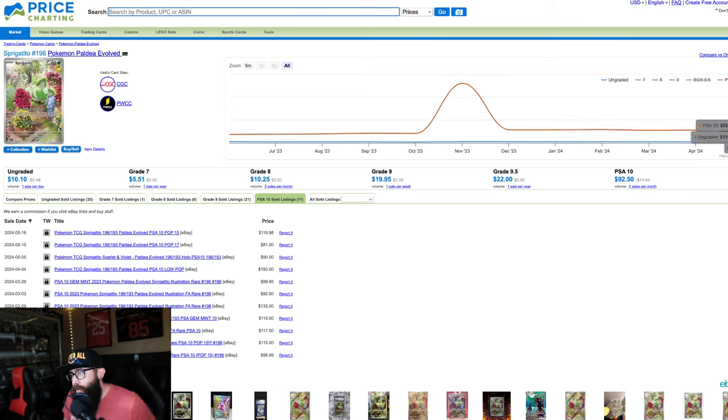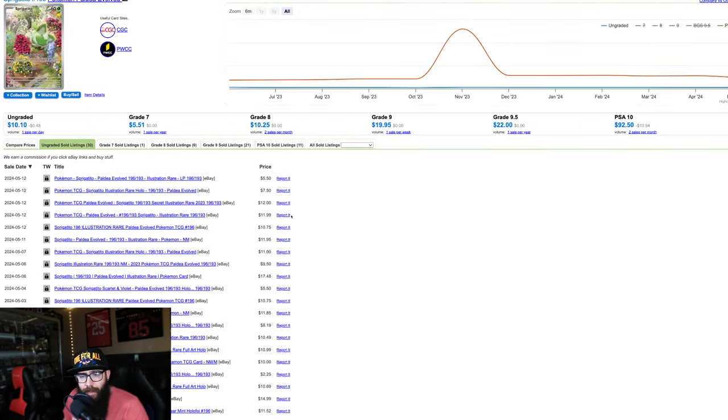Same thing on the Sprigatito. The Sprigatito is the main character's starter, so Sprigatito is very prominent in the show. And same thing with why there's this price discrepancy here that you guys can see. I don't know what this sale was, $520, but $10. Actually, let's just check that.